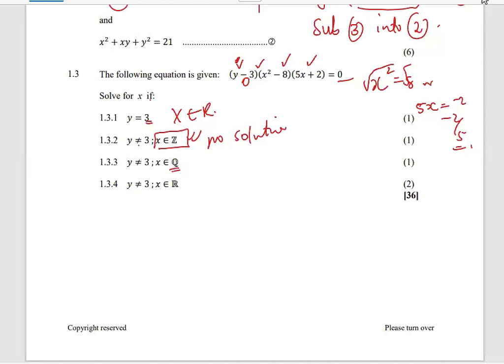And then where the answer is a rational, okay? So for rational numbers, remember rational number is just a number with a fraction, which is a negative 2 over 5. And then if x is an element of real numbers, meaning that all the solutions, so x is a plus or minus square root of 8, or x is a negative 2 over 5. So that is how we would have obtained that.